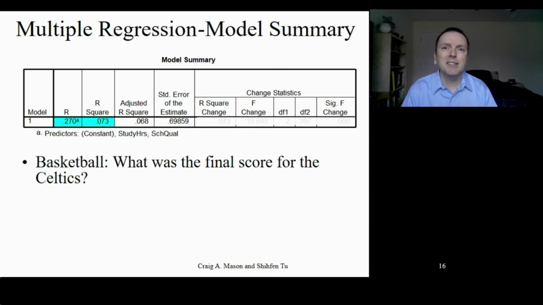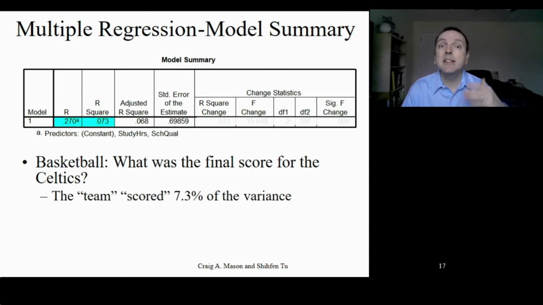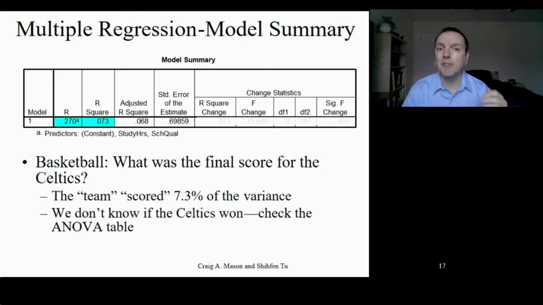And in this case, you can think of it as the team scoring 7.3% of the variance. We know the score, but the model summary table doesn't tell us if the team won. Again, we need to go back to the ANOVA table and look at the F-test. That's the test for this effect.